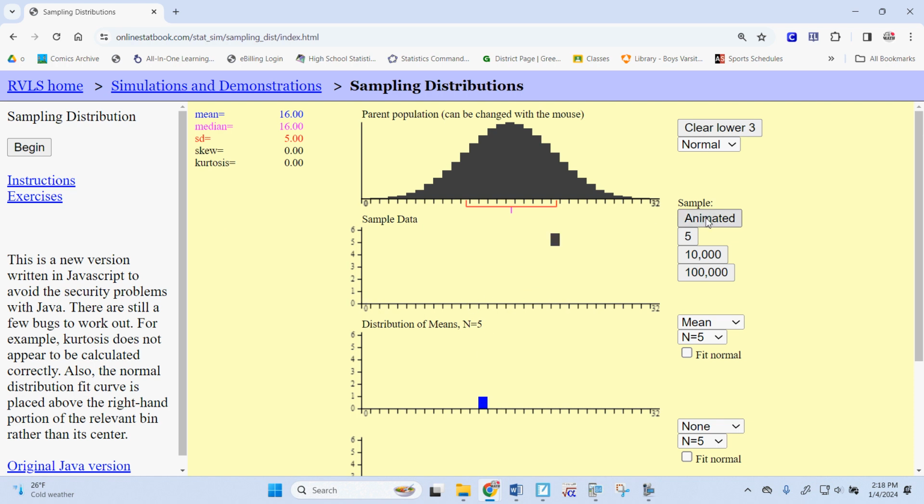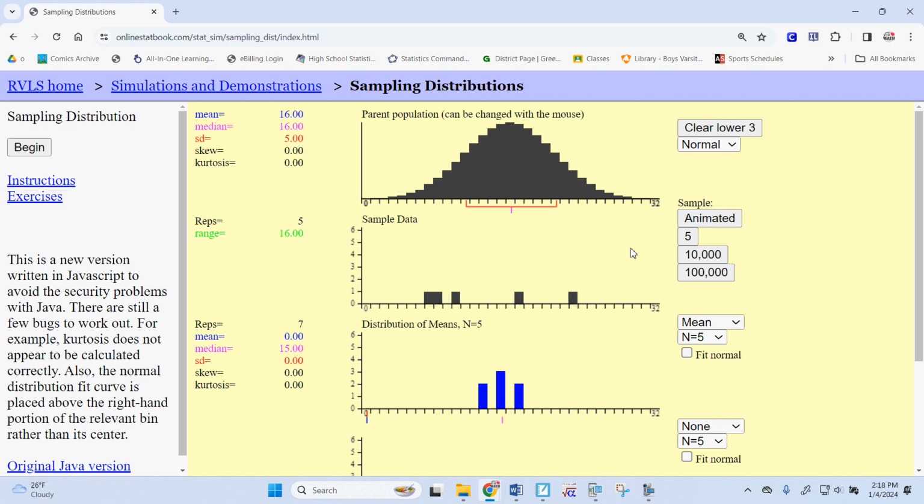Let's take another sample. 1, 2, 3, 4, 5. Blue dot's the mean. Let's take another sample. Blue dot's the mean. Let's take another one. Blue dot's the mean. Okay? And so we can do this over and over. Instead of you using random number on your calculator and doing the calculations, this program's doing it for us. And we can just keep going and so forth.